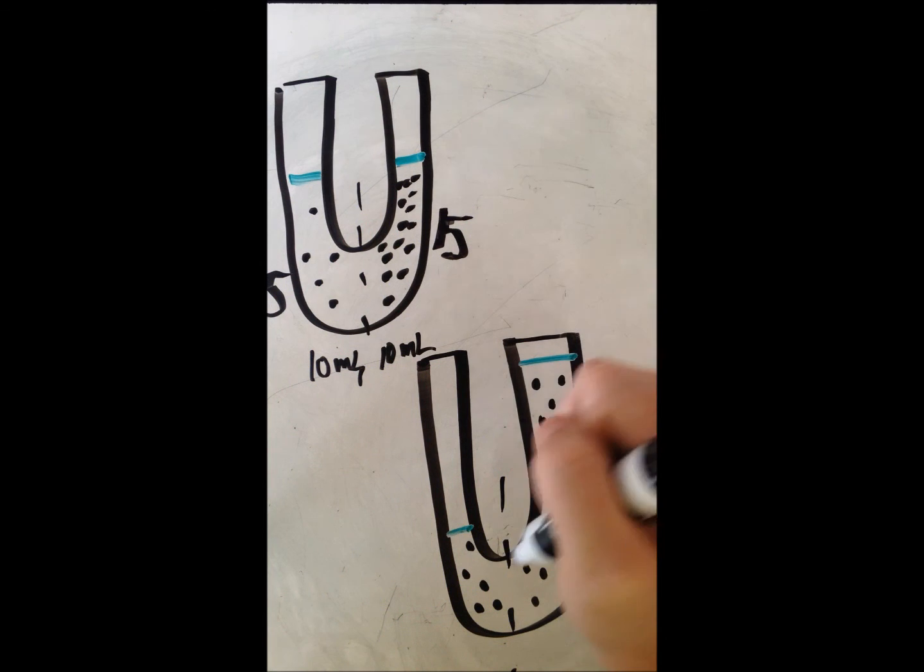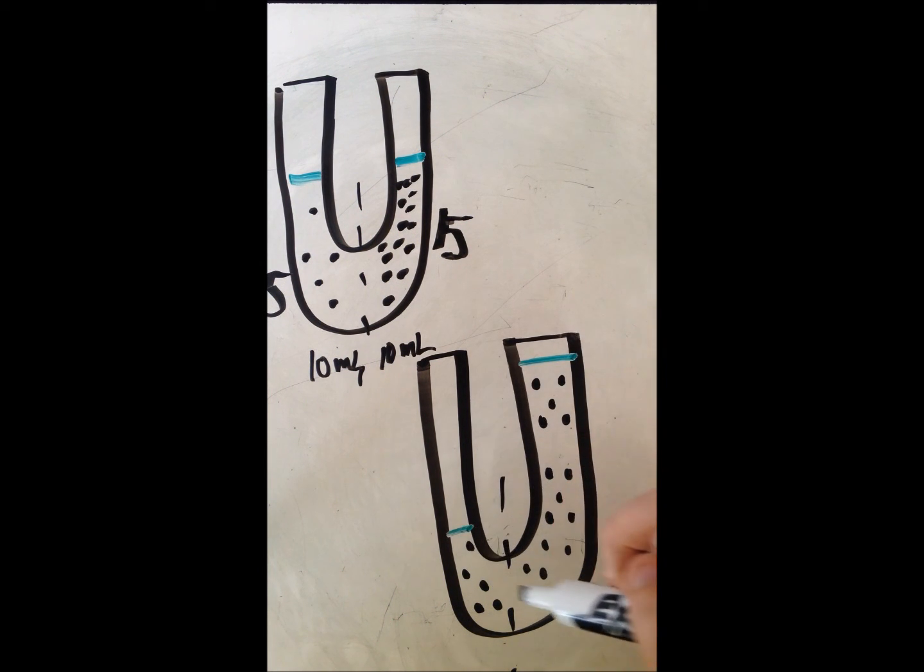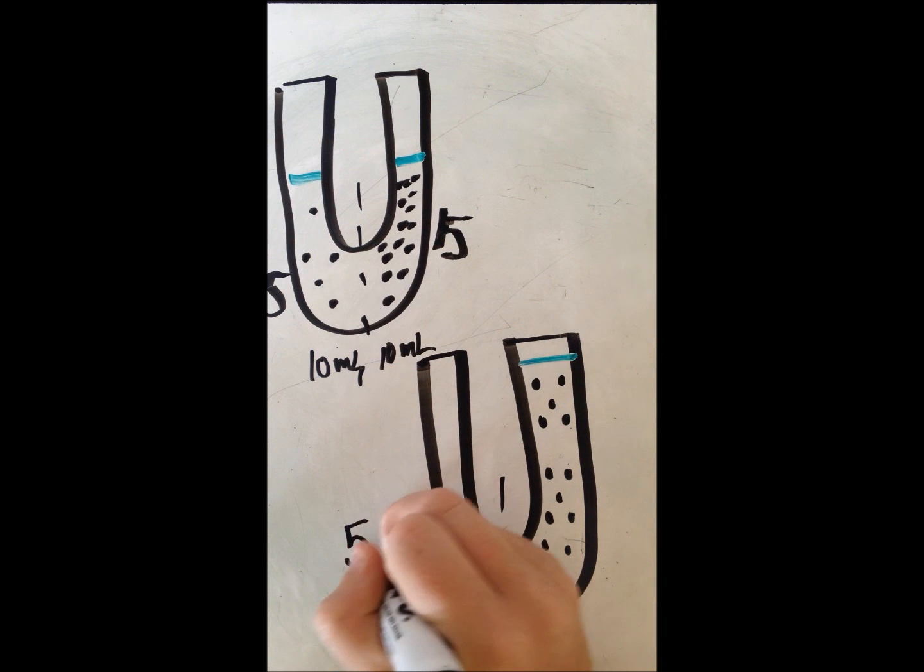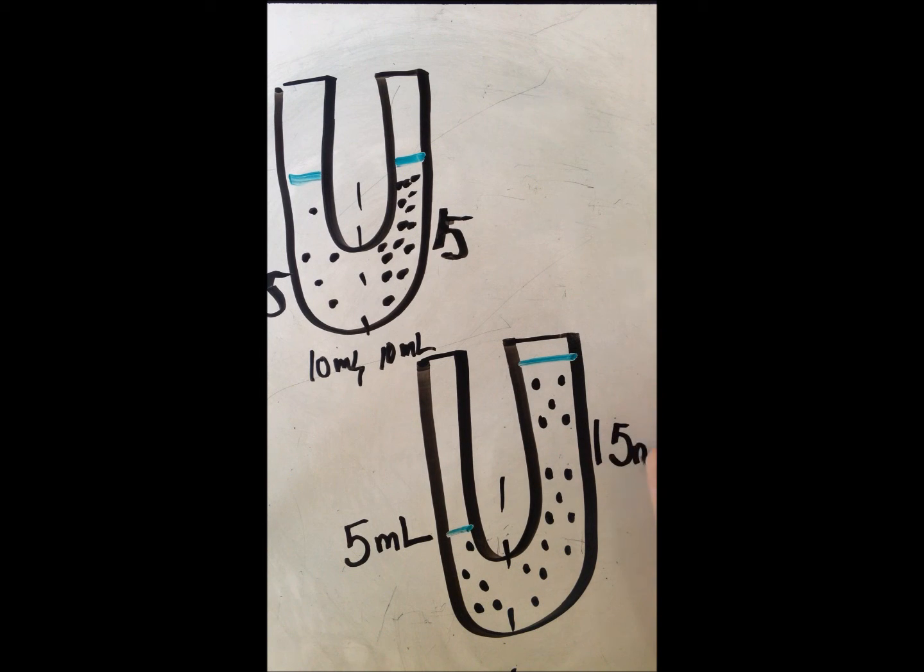Now you can see that this side is more spaced out, showing that the water moved, so the water per molecule concentration diluted. So at the conclusion of osmosis, the water on the left side will be 5 milliliters, and then the water on this side, which is the right side, will be 15 milliliters.